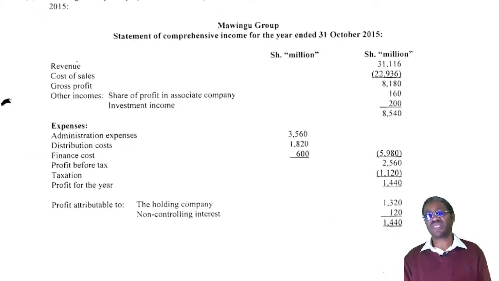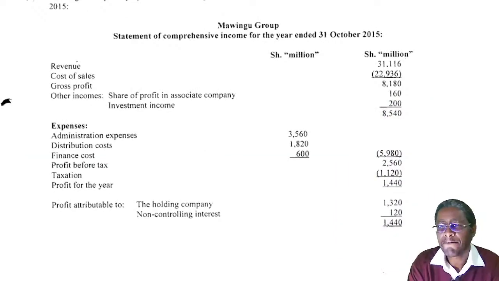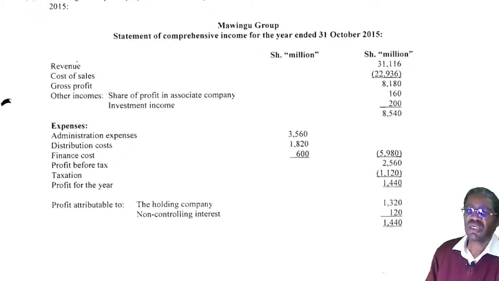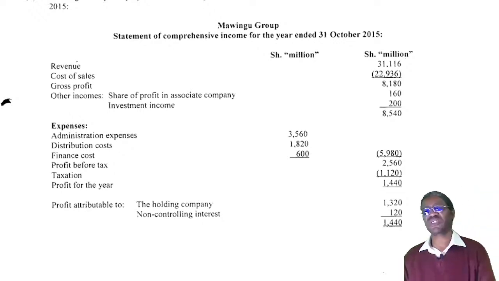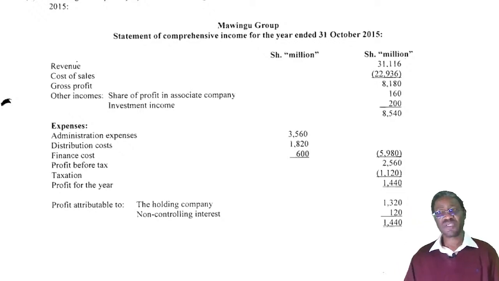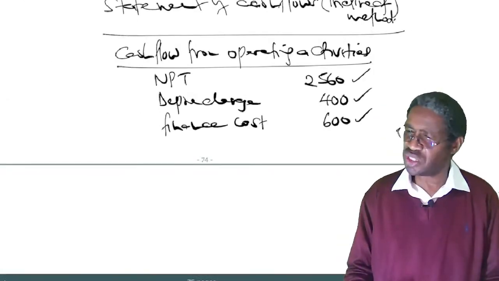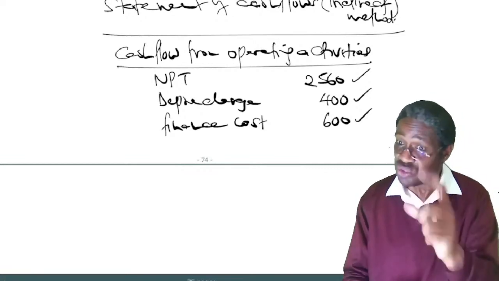So we look at this income statement. Look at it now. If you look at this income statement, we have the sales, cost of sales, gross profit, other incomes. And among the other incomes, we are given profit share in associate, or share of profit in associate. Listen, share of profit in associate. According to this question, it is an income of 160. Listen, did we receive 160 from our associate? Of course, the answer is no.